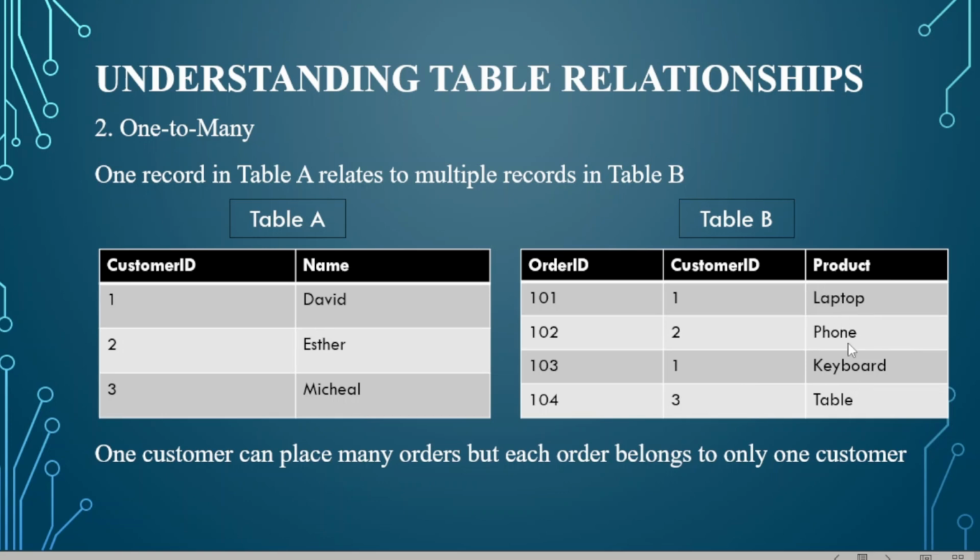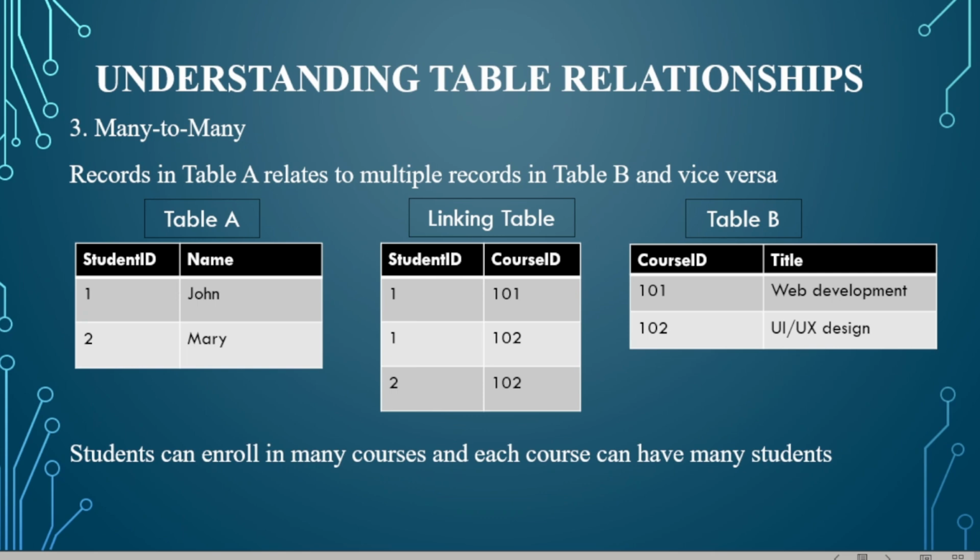Now, the third table relationship we'll be examining is a many-to-many table relationship. That is when records in table A relate to multiple records in table B and vice versa. So we have an example here. We have table A and we have table B here. Table A contains information about two students. We have the student's ID and the name. We have John and Mary with their student IDs here.